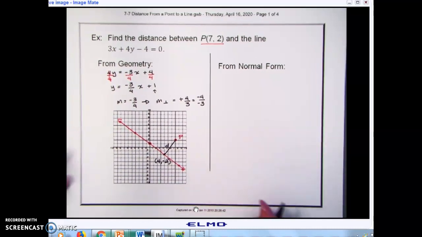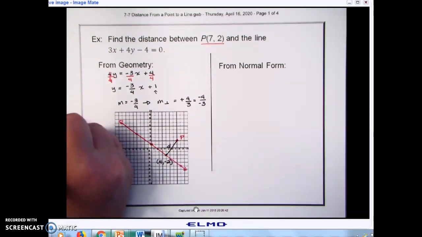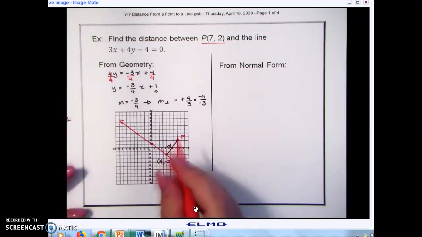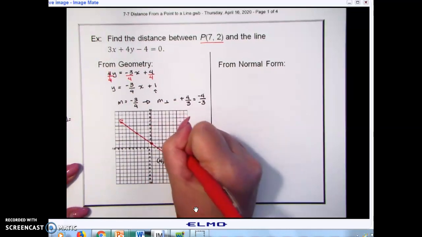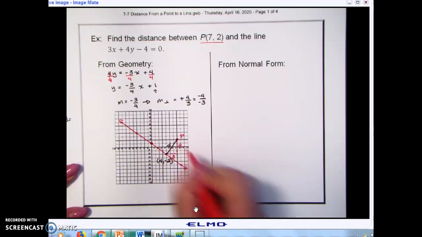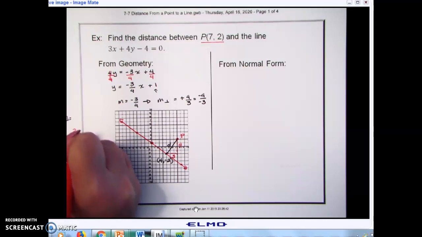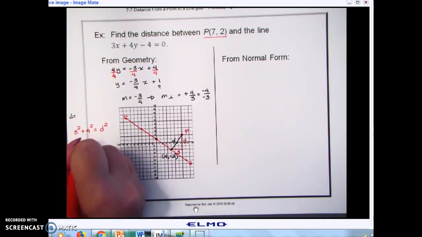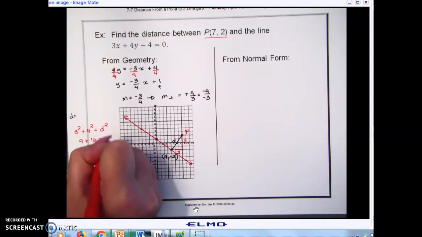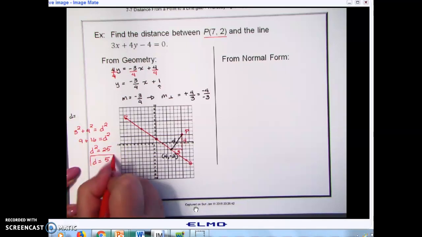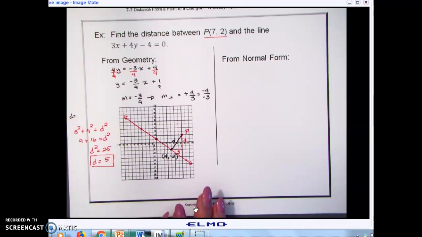Okay, so then if I go to find that distance, we can either use the Pythagorean theorem or the distance formula. Let's go ahead and use the Pythagorean theorem because it's a little easier. So this is 3, and this has a length of 4. And so we get 3 squared plus 4 squared is equal to the distance squared. So this is 9 plus 16 is equal to d squared, which makes d equal to 5. And so we know that the distance from the point to the line is 5 units.